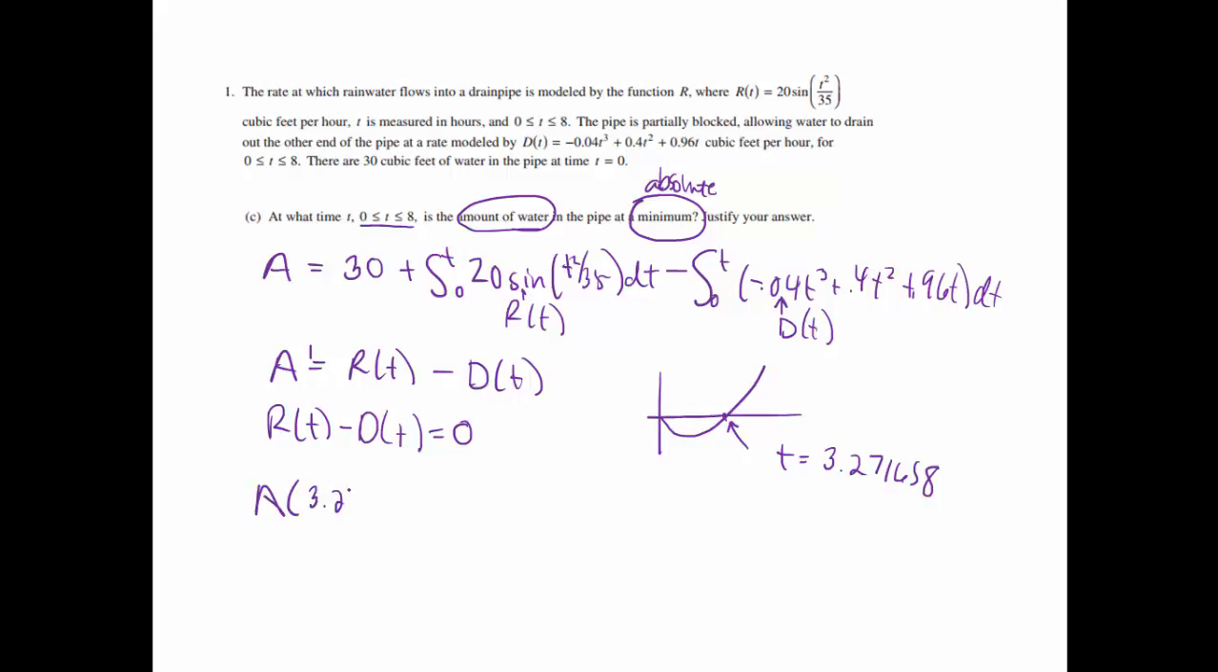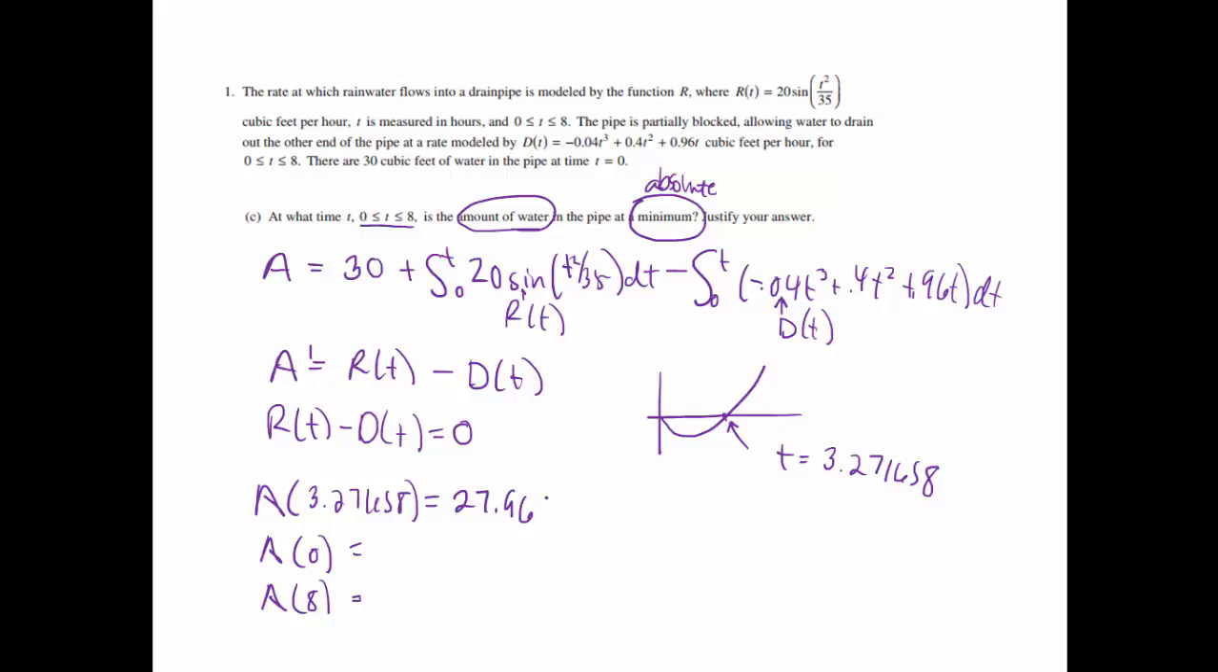at 3.271658. I'm going to find the amount at 0, and I'm going to find the amount at 8. Okay, and to do that, now I have my formula, so all I need to do is plug things in. So if I plug 3.271658 in for my T, I will end up getting 27.965.